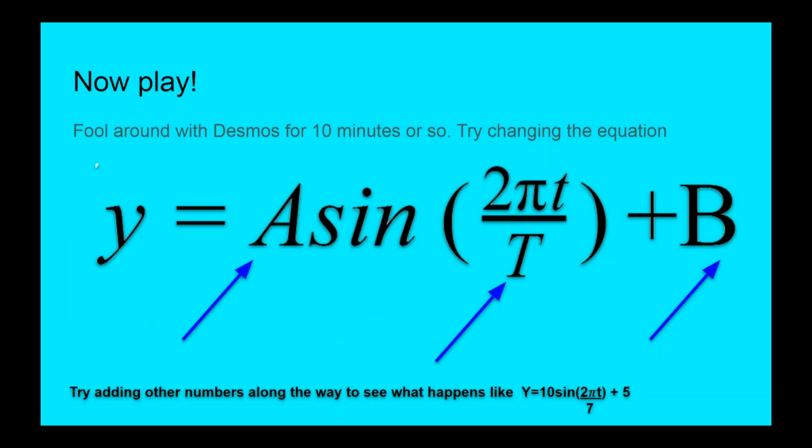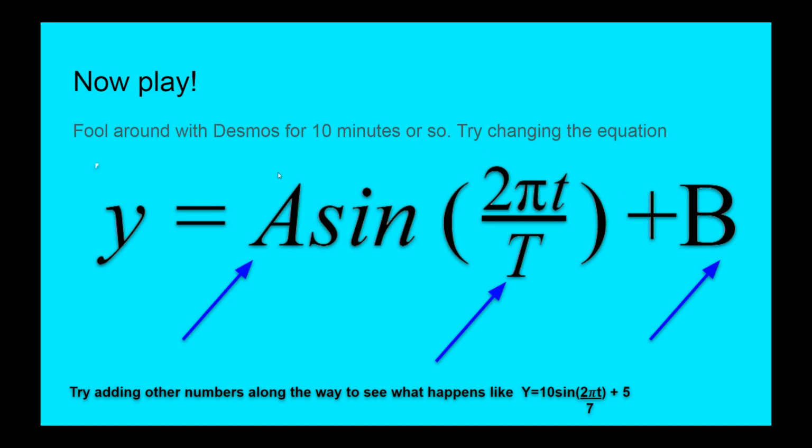Now I want you to play. I want you to make the equation as general as you can. So look at the example at the bottom of the page. Y equals 10 sine 2 pi t over 7. Make sure you set up your brackets correctly, and a plus 5. These are the only 3 things you could do to this equation effectively.